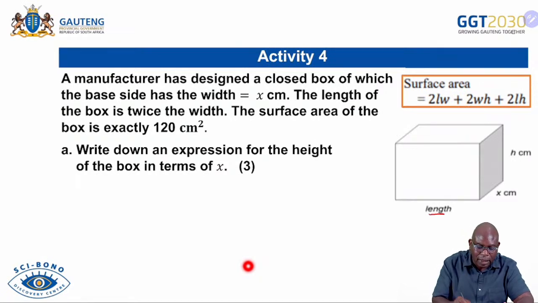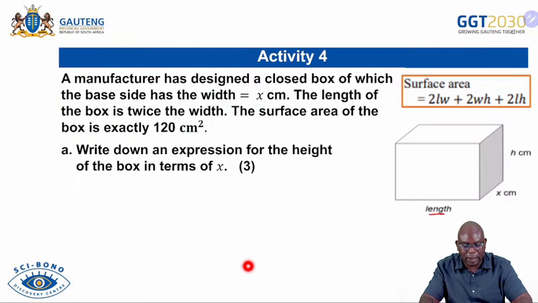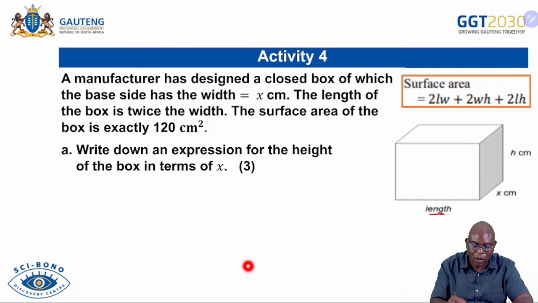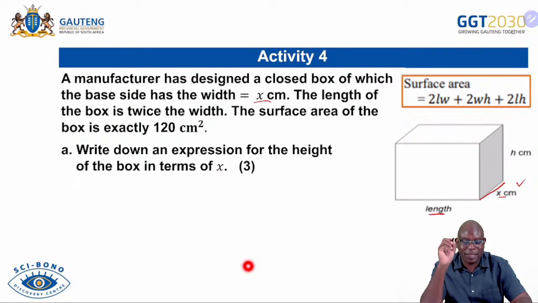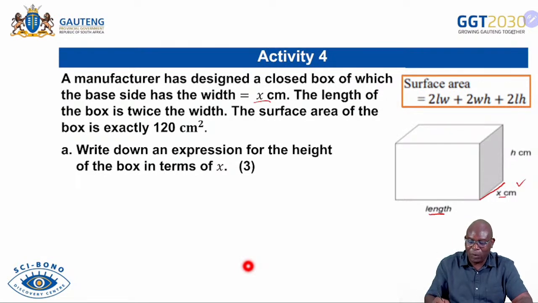It says, now the manufacturer has designed a closed box of which the base side has the width of x. So now I've got the width here of x. Nice. The length of the box is twice the width. So in other words, if my width is x, what will be my length? It will be twice the width, so it will be 2x. Now I've got 2 sides that I know. I need the third one, of which this is the question.